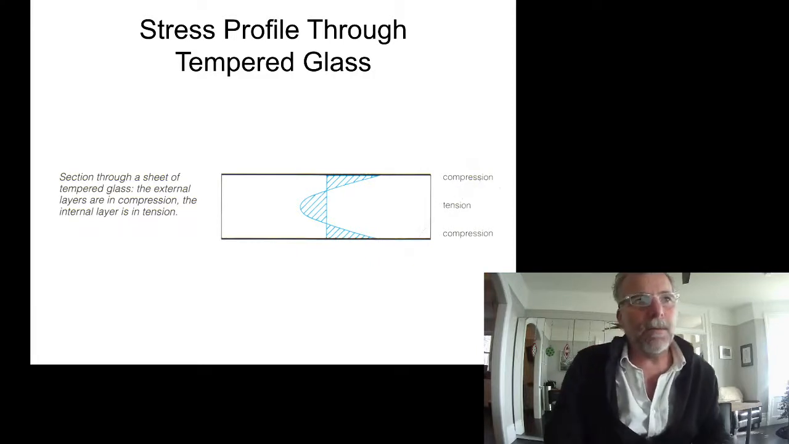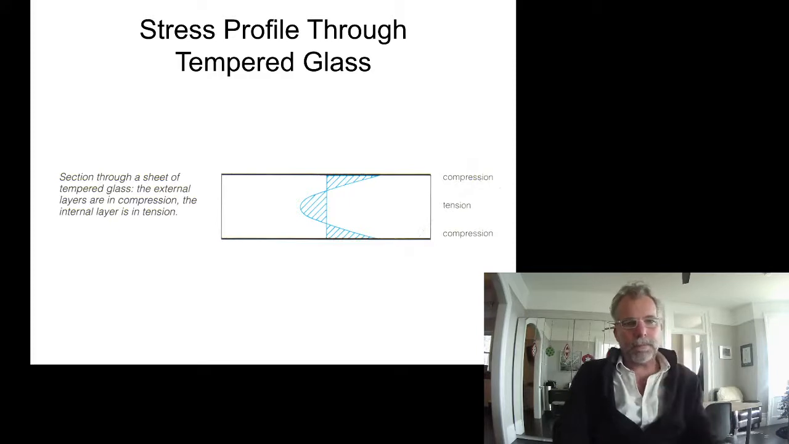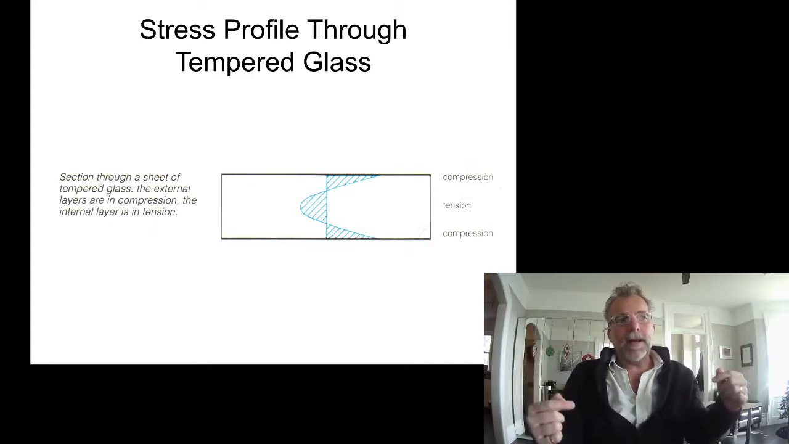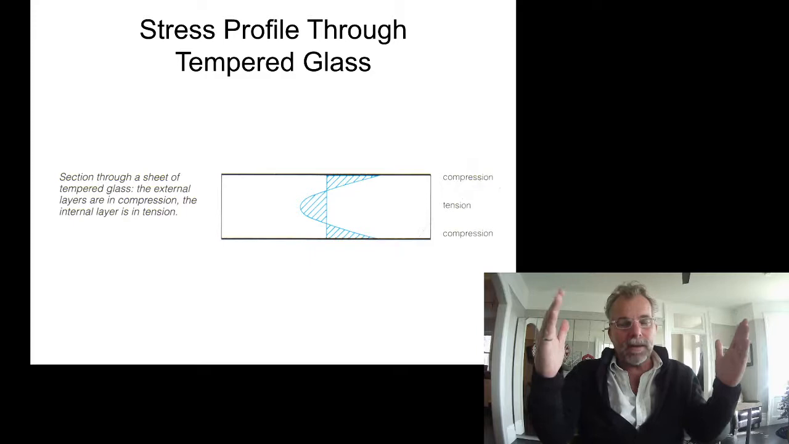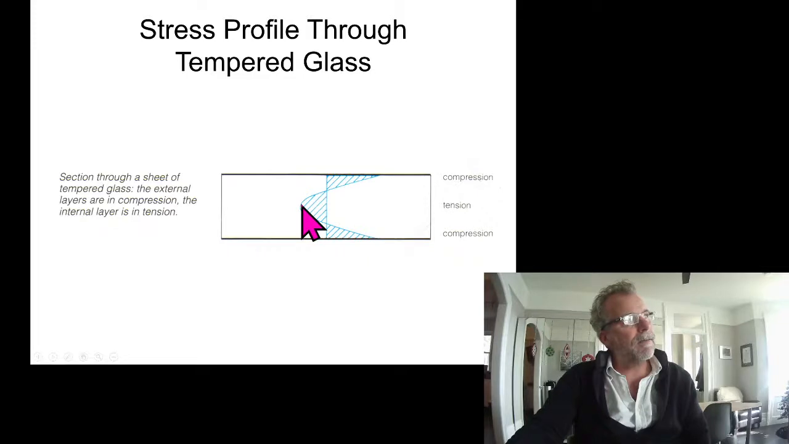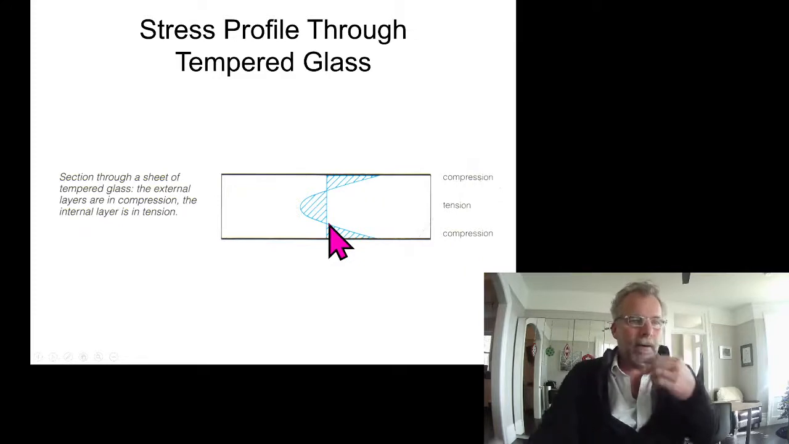So I talked about how with tempered glass, we rapidly cool it so that it's cold on the outside and warm in the middle, but of a uniform size. Then as it cools to a constant temperature through the thickness, the middle wants to stay long but is forced to shrink. Regardless, what we wind up with is the outer edges in compression and the core in tension.